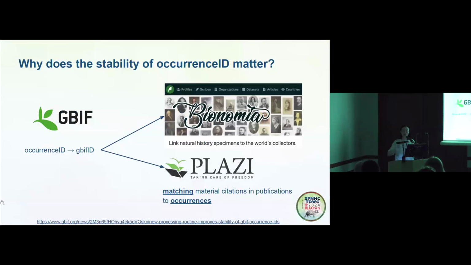So why does the stability of occurrence ID matter? From this article, based on my understanding, the stability of GBIF ID depends on stability of occurrence ID. If occurrence ID changes, GBIF ID changes, and the downstream applications that are built based on the GBIF ID will not be able to resolve to the occurrence anymore. So the data publisher needs to provide a mapping of new occurrence ID to old occurrence ID so that the GBIF Secretariat can do this mapping and preserve the GBIF ID.